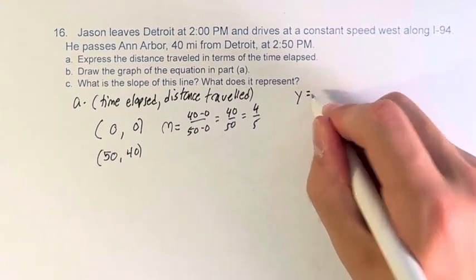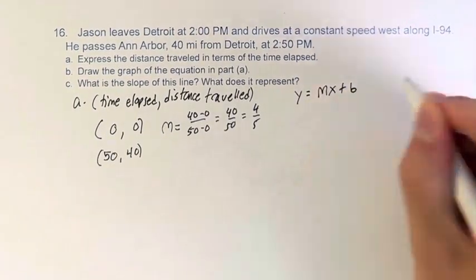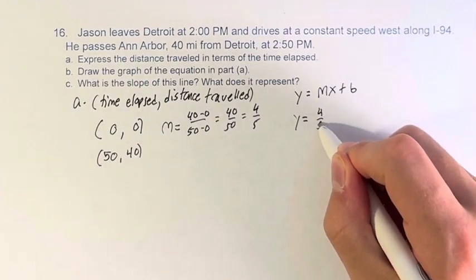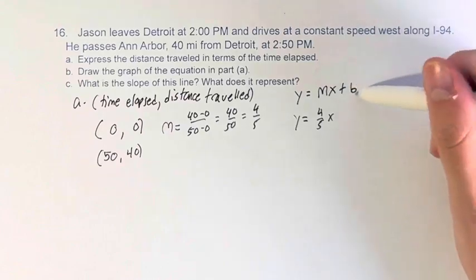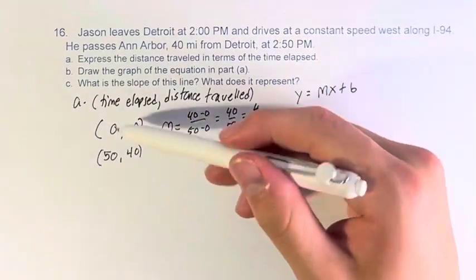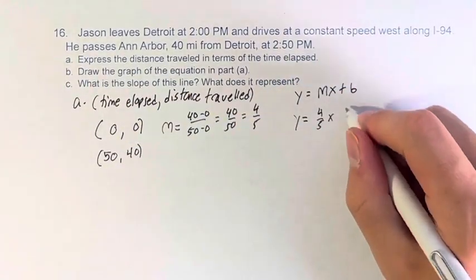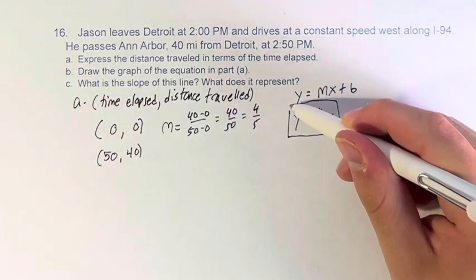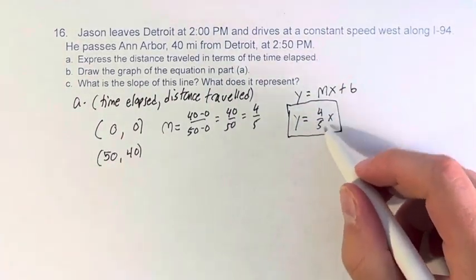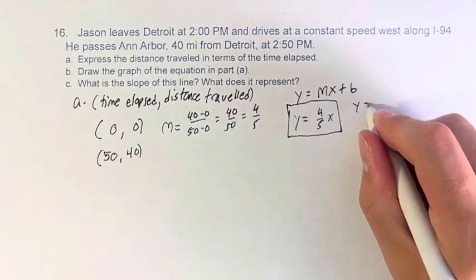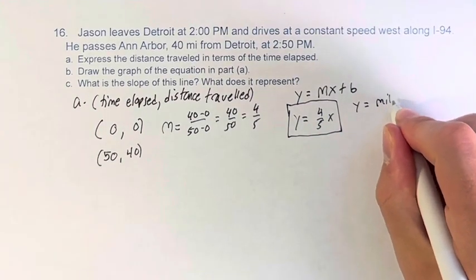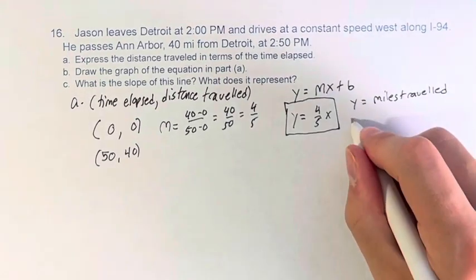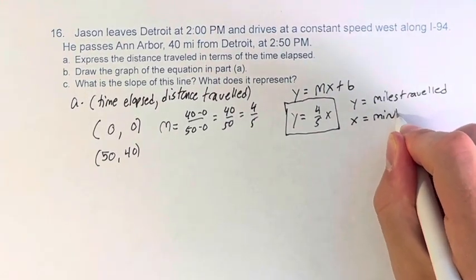This fits y equals mx plus b, the equation of a line, y equals 4/5 x plus b. B is the y-intercept, which we know is 0, 0. So we can just say plus 0, don't even have to write it though. This is our function, y equals 4/5 x, where y equals miles traveled, and x equals minutes passed.